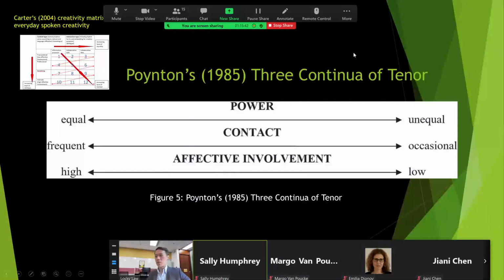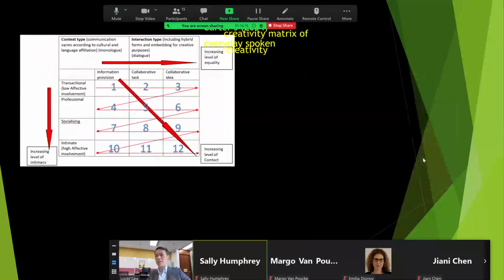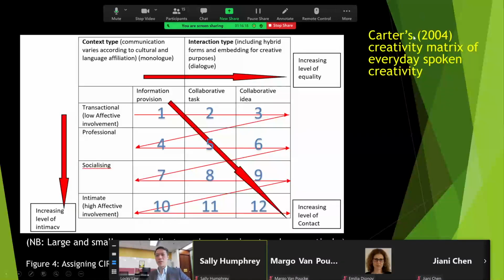So as I was doing research, I also found that Poynton, 1985, had this concept called three continua of tenor, which involves power, contact, and affective involvement. And later I found out it's actually a pre-model of the appraisal by Jim Martin. But since we have it here: power, equal to unequal; contact, frequent to occasional; and affective involvement, high to low. What I saw is that it really fits into Carter's creativity matrix.